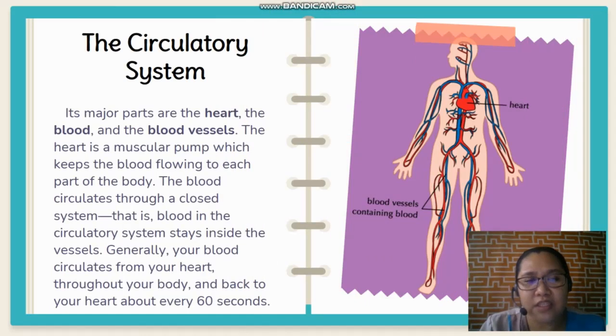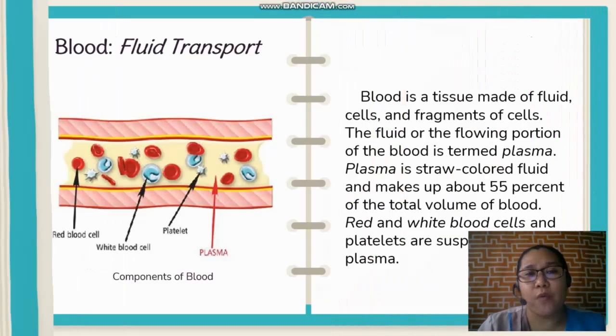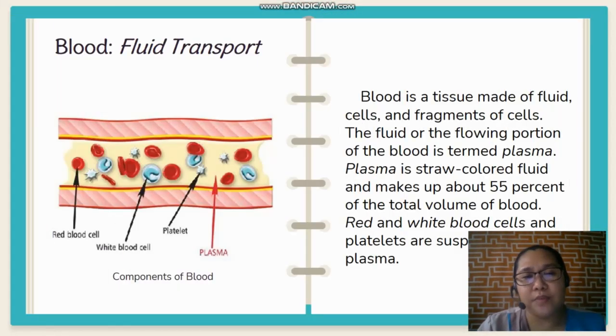The heart is described as a muscular pump which keeps the blood flowing to each part of our body. The blood circulates through a closed system, which means blood in the circulatory system stays inside the vessels. Generally, our blood circulates from our heart, then throughout our body, and then back to our heart again in every 60 seconds, or every minute. So that is how fast our blood is being transported to the different parts of our body.